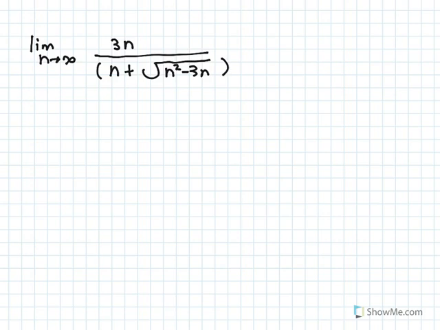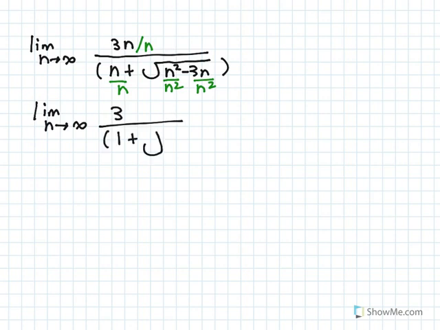How do we evaluate this limit? We divide by the highest power in the denominator, so we're going to divide by n. But to go inside the radical, we have to divide by n squared, and in the numerator, divide by n. Now take the limit. So we have the limit as n goes to infinity, and we just get 3 in the numerator, divided by 1 plus the square root of n squared over n squared, which is 1 minus 3 over n. Let me extend this root just to be accurate here. It's going to be like that.